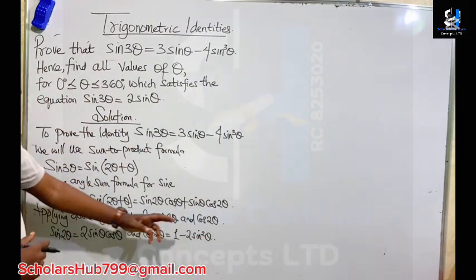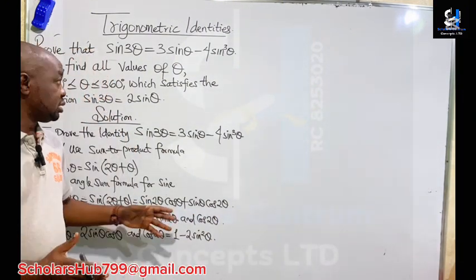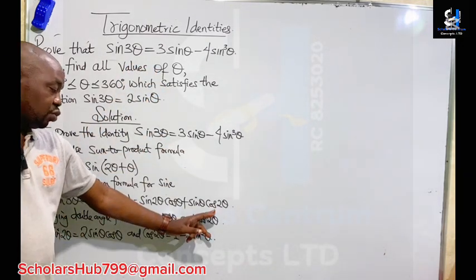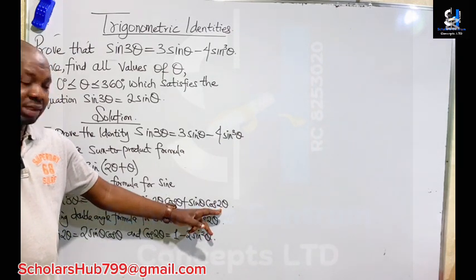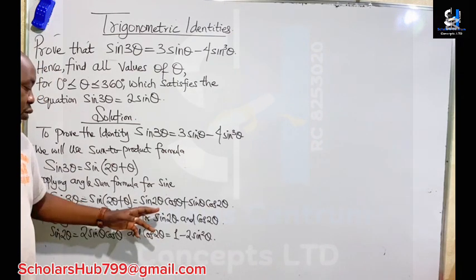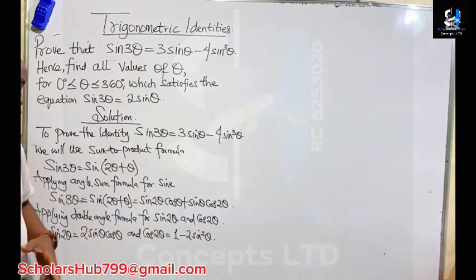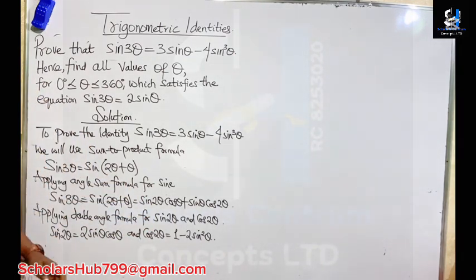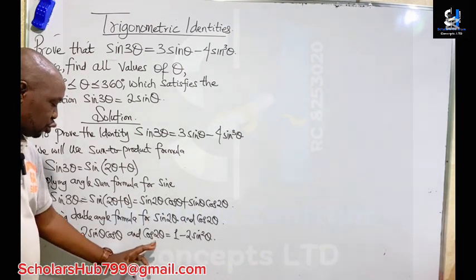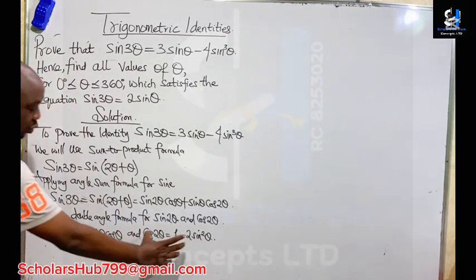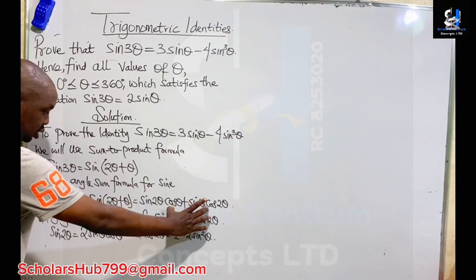Don't forget that it is important for us to express these identities in terms of sine. So cos 2 theta must be written in terms of sine, and sine 2 theta as well. For sine 2 theta, we have 2 sine theta cos theta. Then we also have cos 2 theta to be 1 minus 2 sine square theta. So we are going to substitute this into this equation.